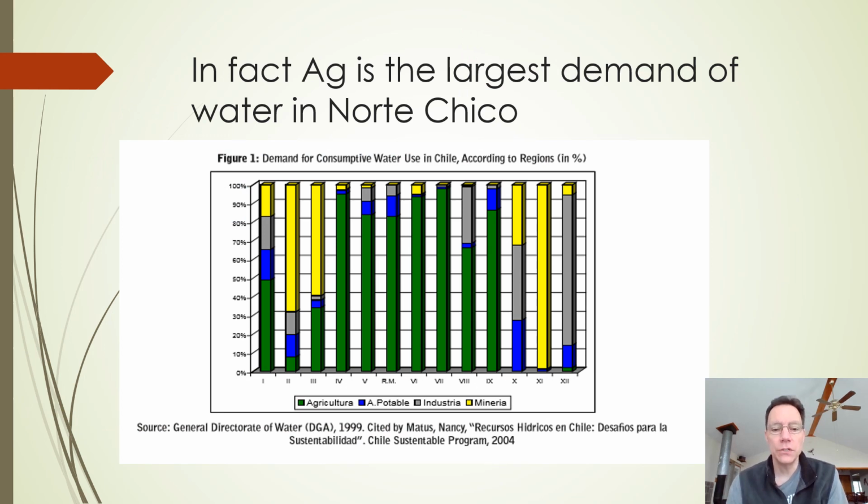So here's a little graph that just shows the demand on water in various parts of Chile. And the center bars here are showing you some of those regions. And you can see green is the agriculture demand on water, and it is the largest demand in these parts of Chile.